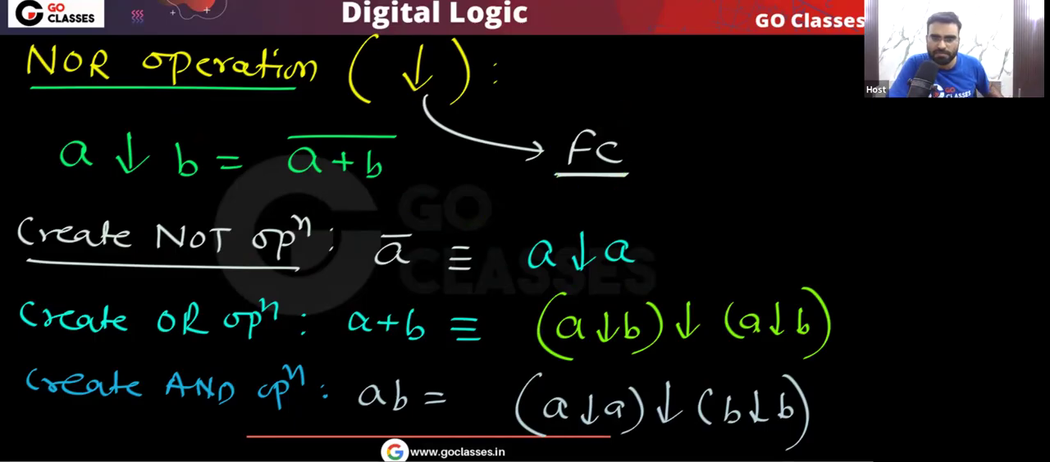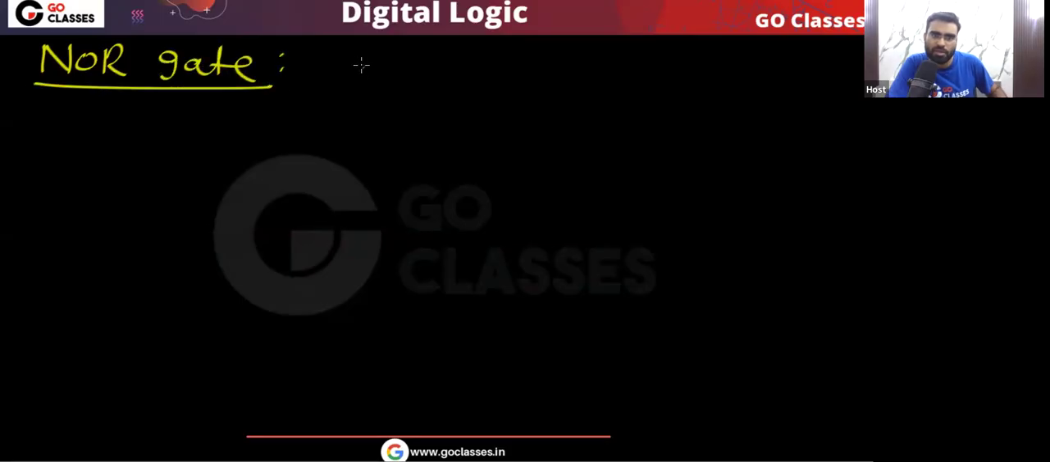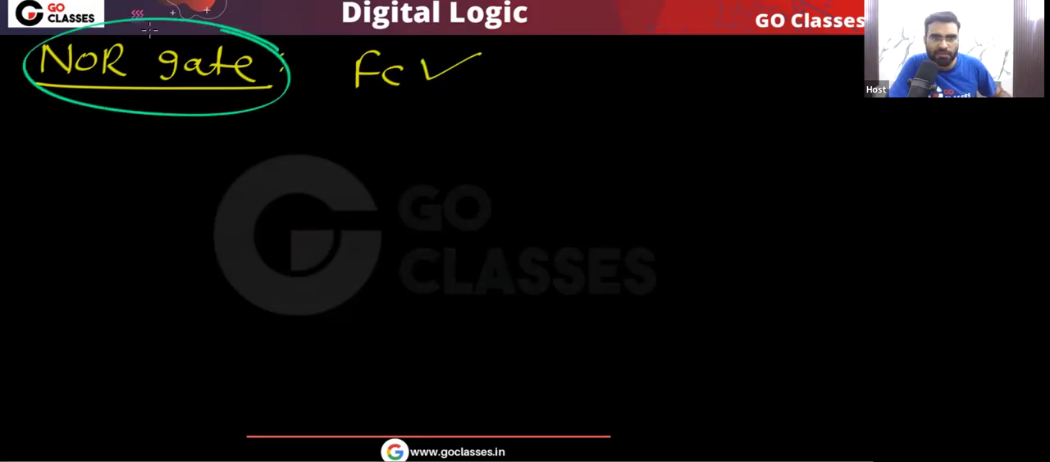Okay, is this clear? Now, similarly, this NOR gate is also functionally complete. Okay, look at NOR gate. Let's look at NOR gate. This is also functionally complete. And this is universal gate. Means if you only have these gates, NOR gate, okay. If you don't have any other gate, if you don't have OR gate, AND gate, inverter, okay. If you only have these gates, NOR gates, then with the help of these gates, you can implement any digital circuit. You can realize any Boolean function with the help of only NOR gates. So this is functionally complete.